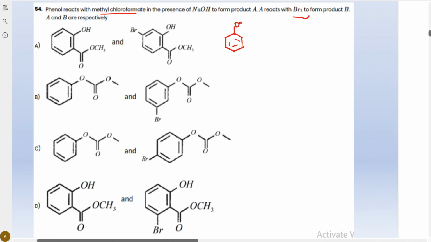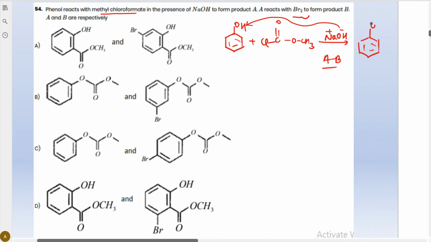Let's say this is phenol. I react with methyl chloroformate. So there we have OCH3 formate in the presence of NaOH. So first reaction which will happen here will be acid-base reaction. NaOH is a base, it will attack on the acidic hydrogen of phenol and will give you phenoxide ion. Now this phenoxide ion again will react with methyl chloroformate. Now try to see this methyl chloroformate, how it will react.